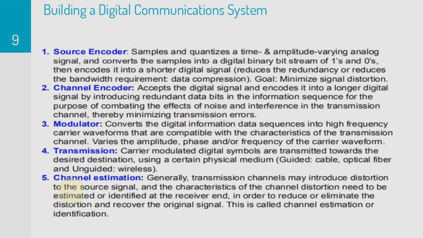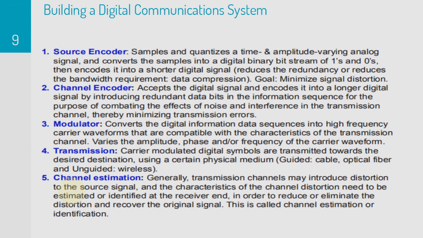At the channel encoder, it accepts the digital signal and encodes it into a longer digital signal by introducing redundant data bits in the information sequence, for the purpose of combating the effects of noise and interference in the transmission channel, thereby minimizing the transmission errors.